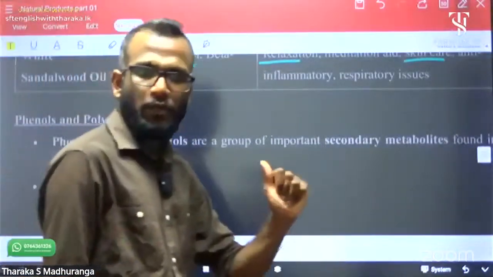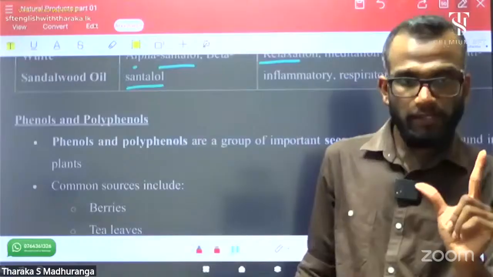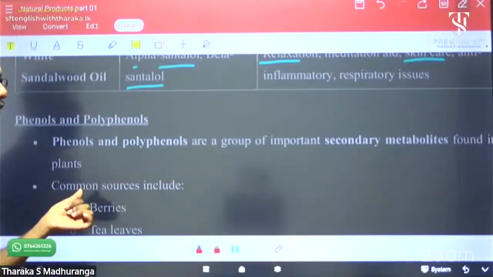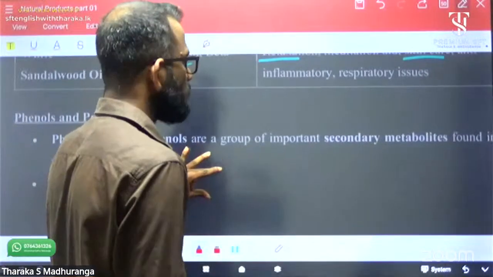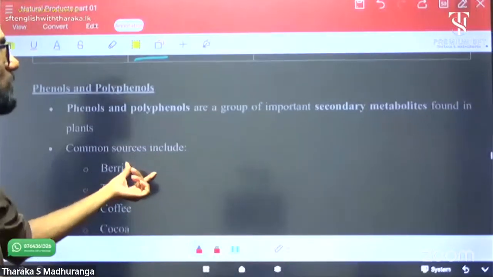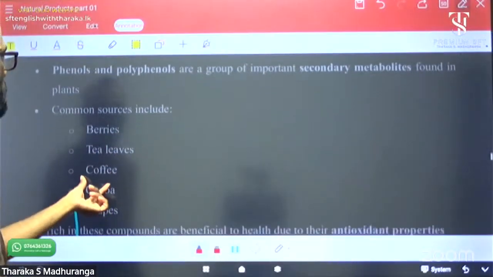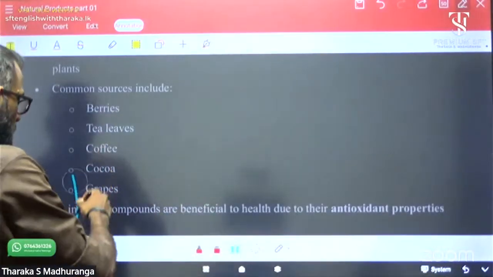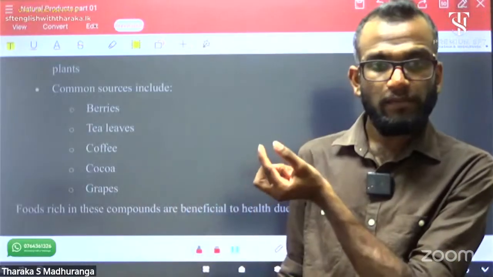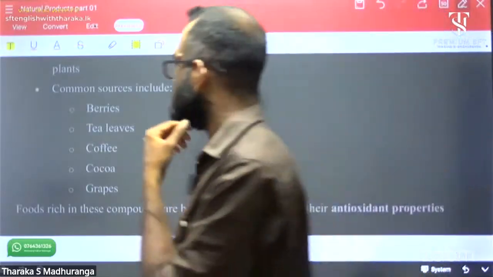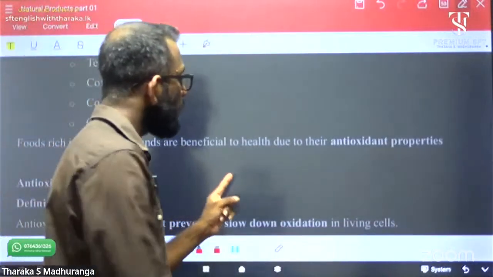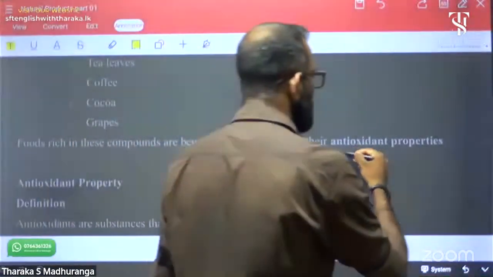Okay, now we have discussed terpenoids and essential oils, two parts completed. Let's move into the third one: phenols and polyphenols. Commonly these phenols and polyphenols are contained in berries, grapes, tea leaves, coffee, and cocoa. These compounds are beneficial to health because they have antioxidant property.